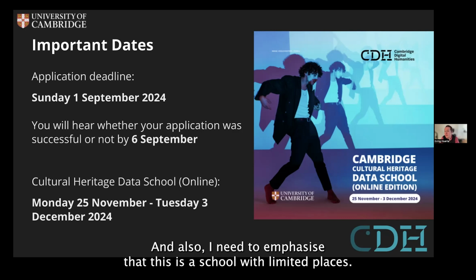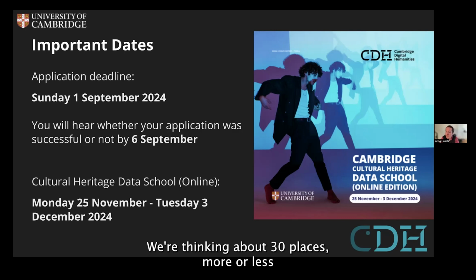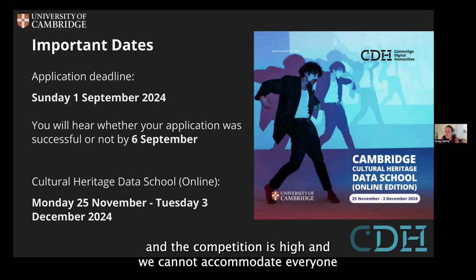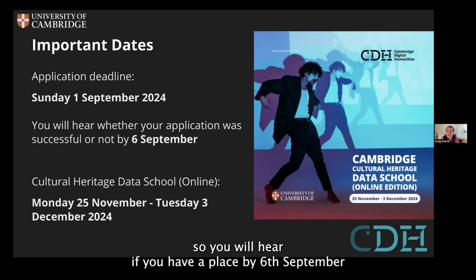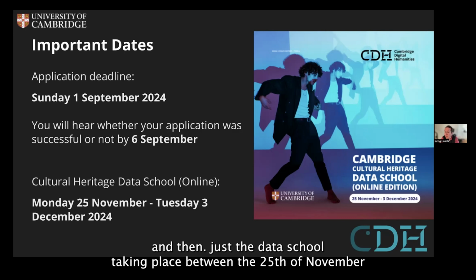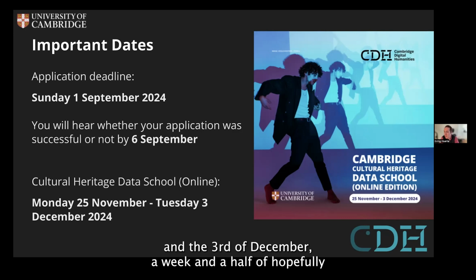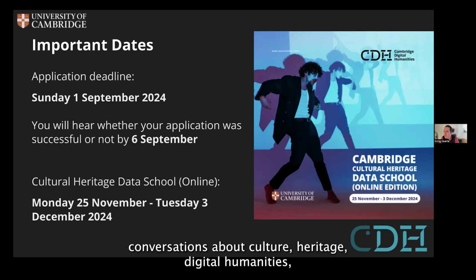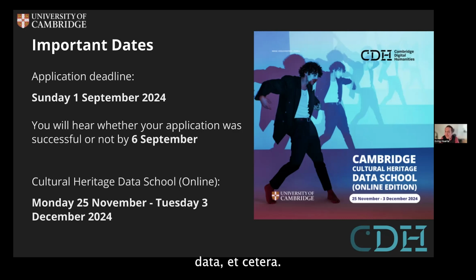And also, I need to emphasize that, well, this is a school with limited places. We're thinking about 30 places, more or less, for our data school. And the competition is high, and we cannot accommodate everyone. So you'll hear if you have a place by 6 September. And then just the data school taking place between the 25th of November and the 3rd of December, a week and a half of hopefully very engaging and interesting conversations about cultural heritage, digital humanities, data, etc.